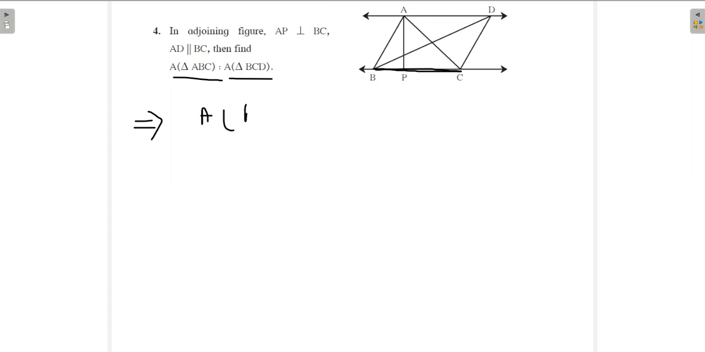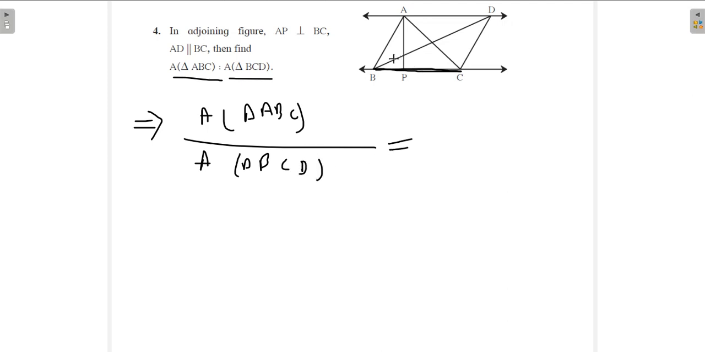Area of triangle ABC upon area of triangle BCD, right? Now the base is the same, so what will be the differing part? Height. But you can see the height is also the same. Look, AP is the height, and this is also the height, because these lines are parallel and the distance between two parallel lines is always the same.